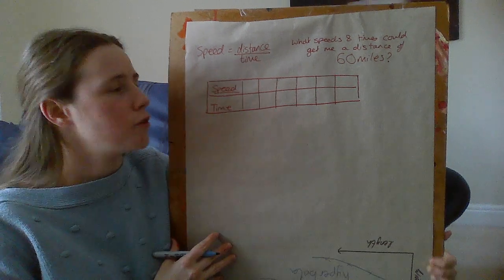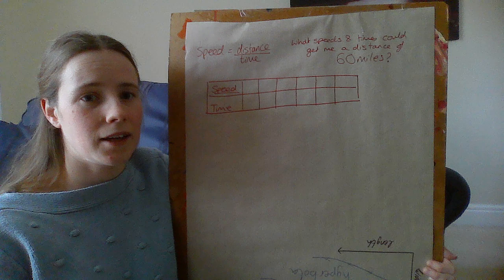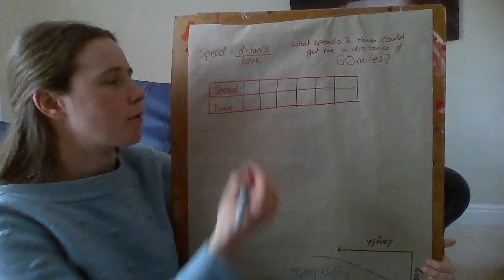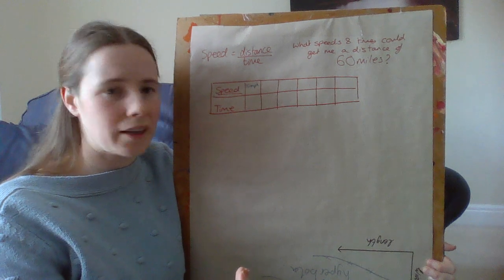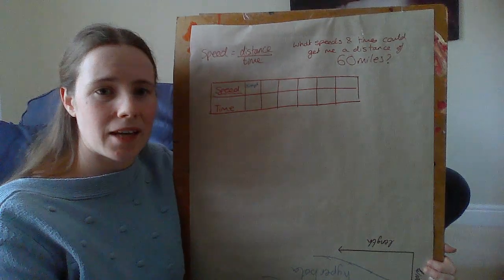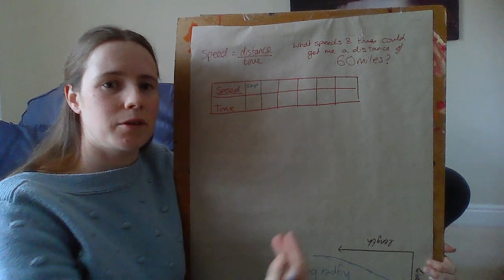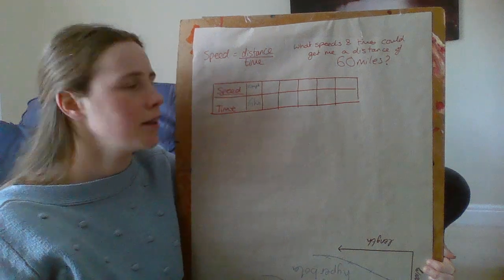Okay, so I'm going to go through a few different options then for our speed and our time. Let's start off traveling quite slowly. Let's say we start off going at 10 miles per hour. So for every hour that I'm traveling, I'm going 10 miles. So it's going to take me 6 hours to get 60 miles.